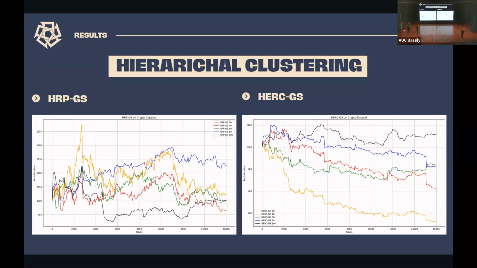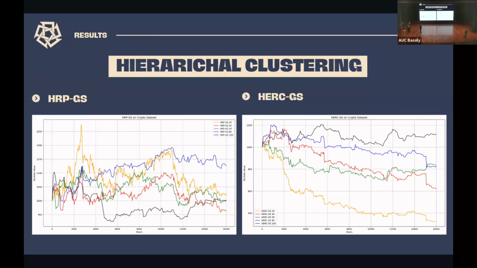And this is important because we can see in the HRP graph, it spikes greatly in the first 3,000 hours, and then it crashes tremendously. We chose this data set specifically because we wanted to see how our algorithms perform in such market scenarios.